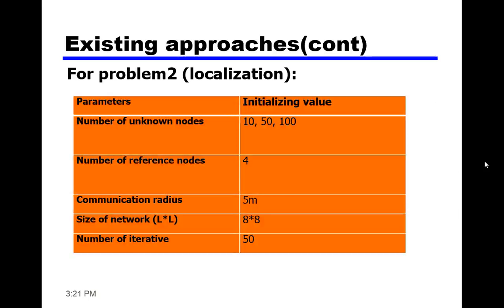The table here also lists several parameters, and their values will be used in problem 2. You can see the whole monitoring network is a square with a size of 8 by 8, and the communication radius of the sensor is 5 meters. The number of reference nodes is 4, and the number of unknown nodes is 10, 50, and 100. In my demo, I will show the 50 and 100. The number of iterations is 50.